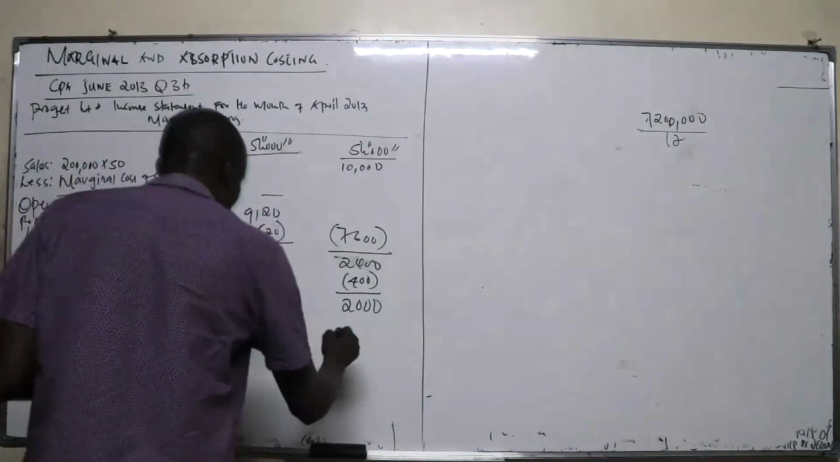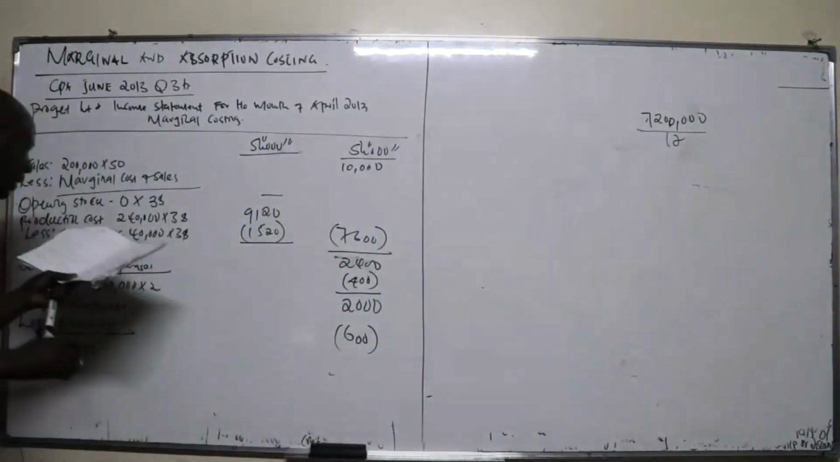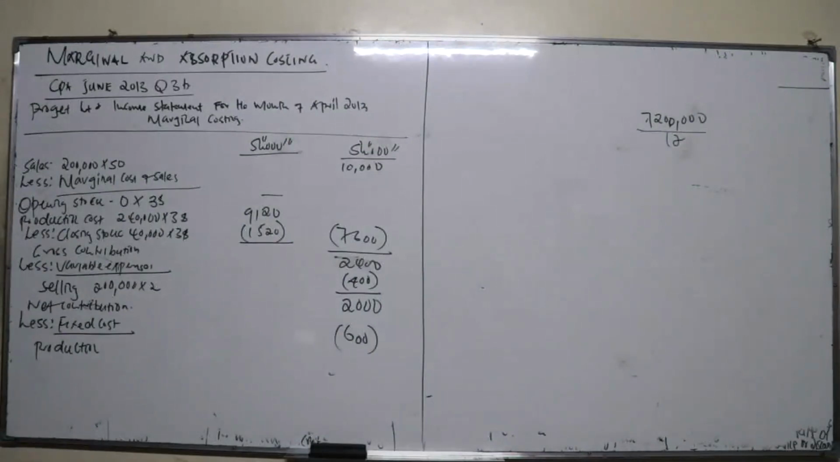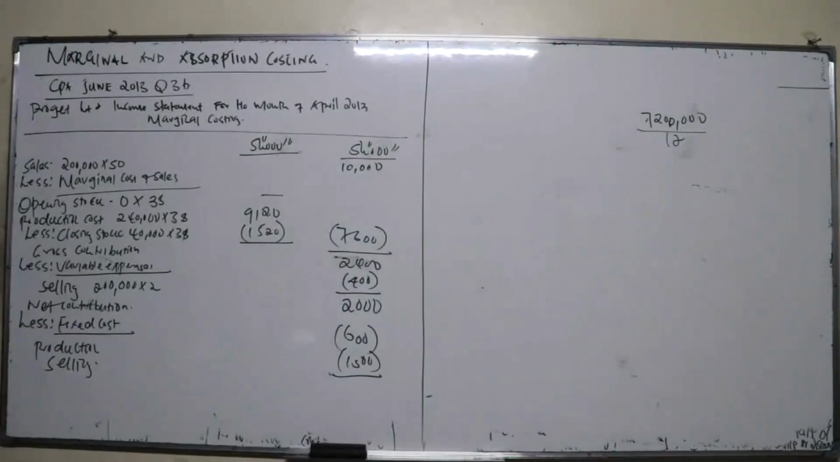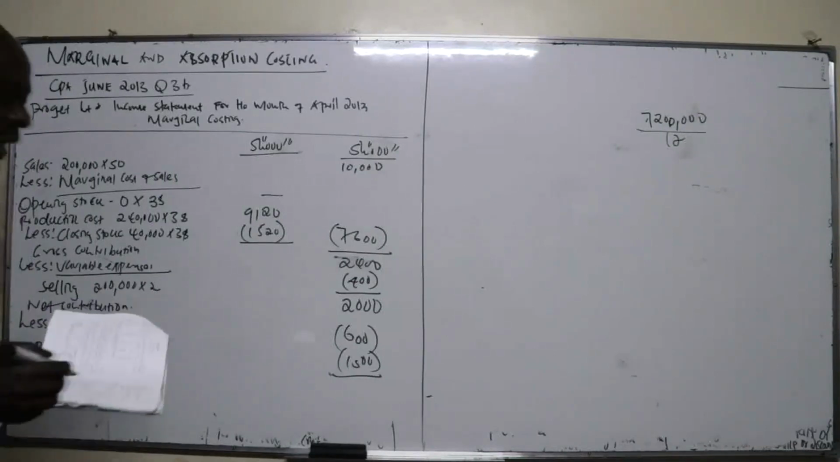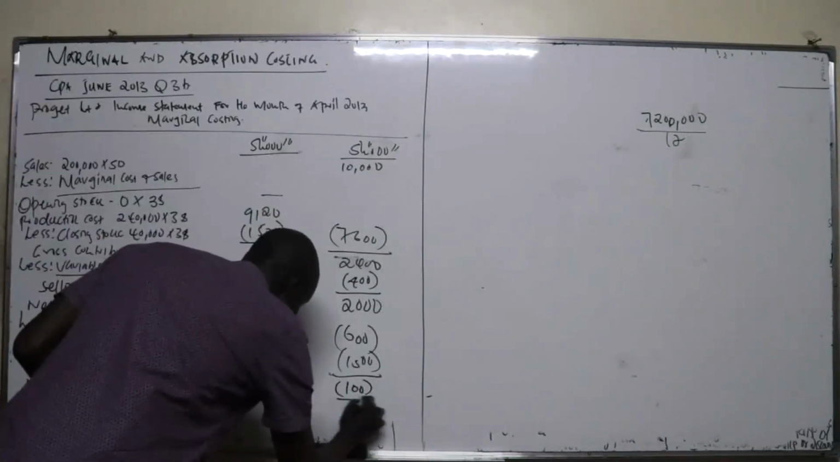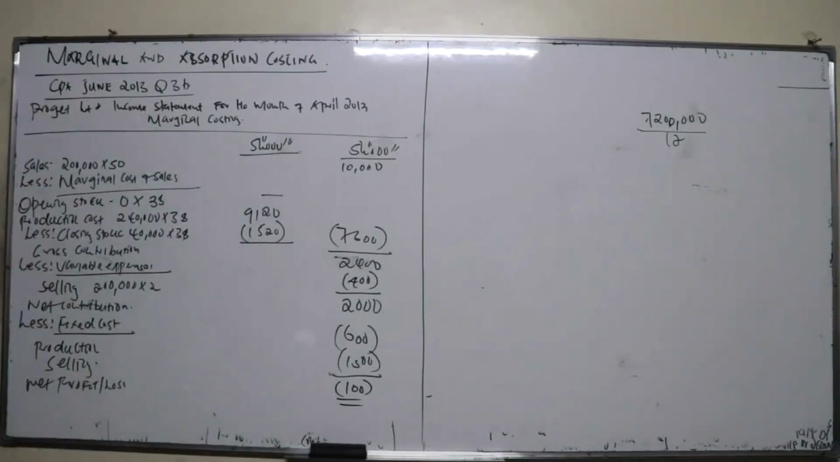So here we less 600. And then fixed selling. So we have fixed selling, which is how much? 1,500. Then we get the net profit or net loss of 100. So that is how we do it under marginal costing.